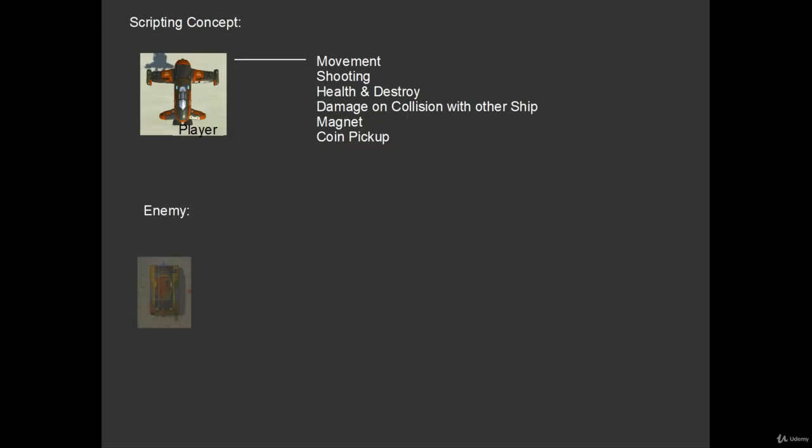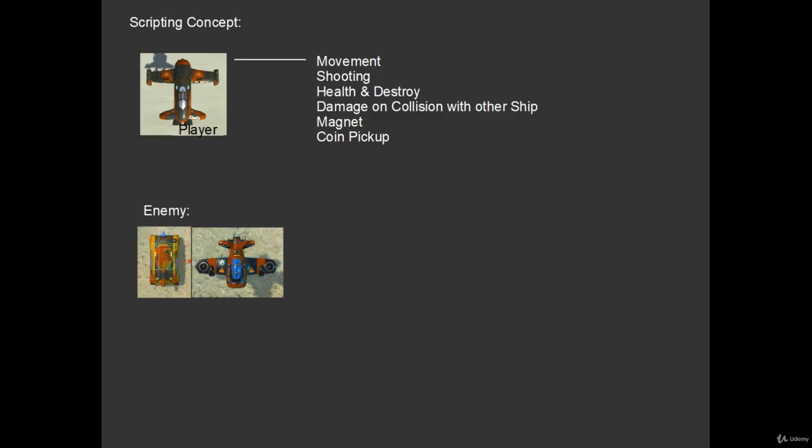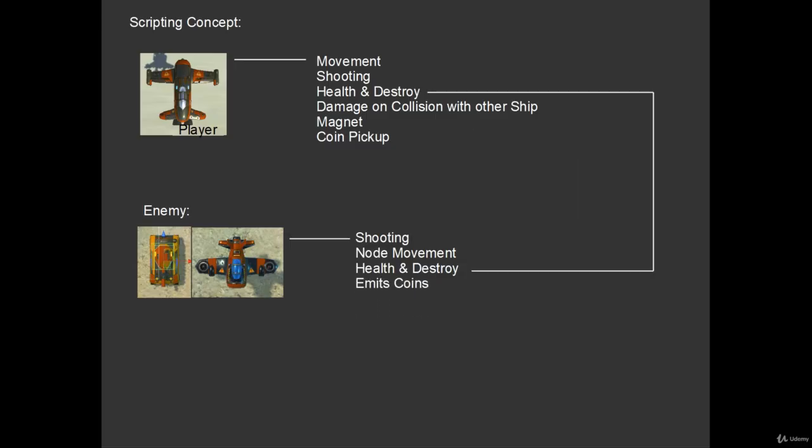And for the enemy, we are also going to add a couple of components to it. For example, it will have its own shooting component and node movement, and the shooting component will be the same as the player shooting component, so we can reuse the script, and also a health and destroy component, and it will have a script that emits coin. And as you can see here, the health and destroy script is the same as the health and destroy from the player script, so we can reuse that also. This way we can create different behaviors between different game objects by mixing different components attached to it.